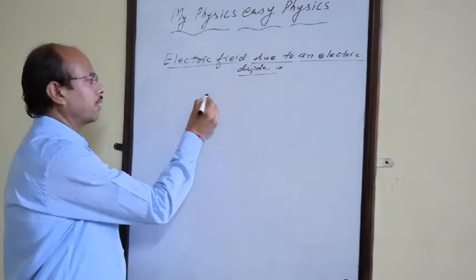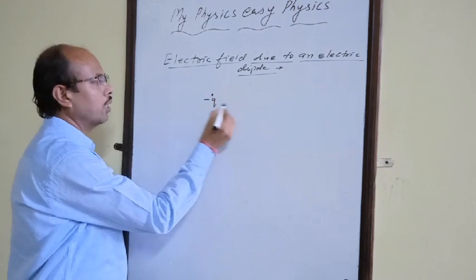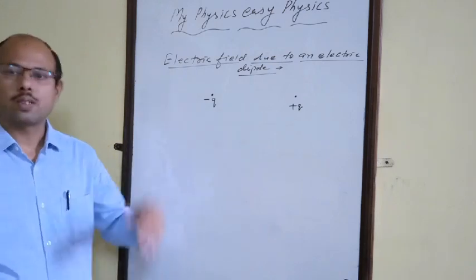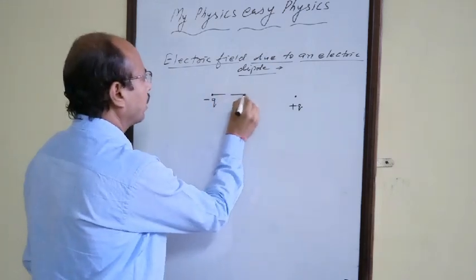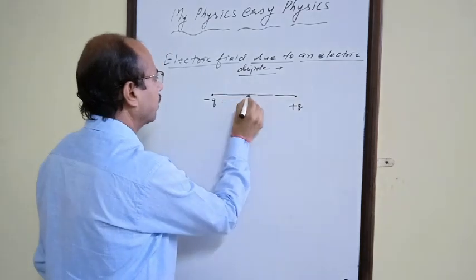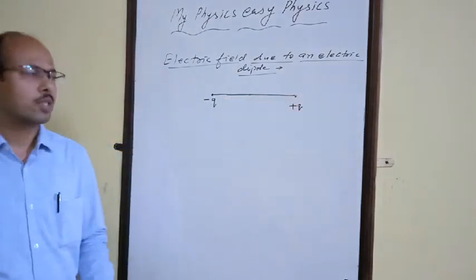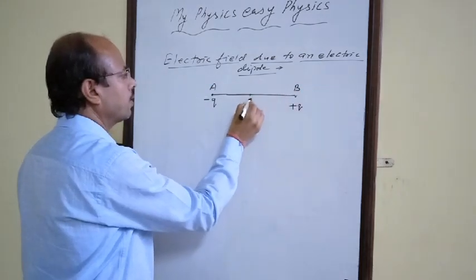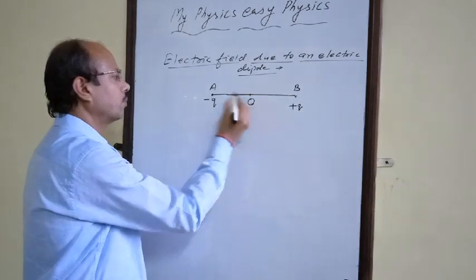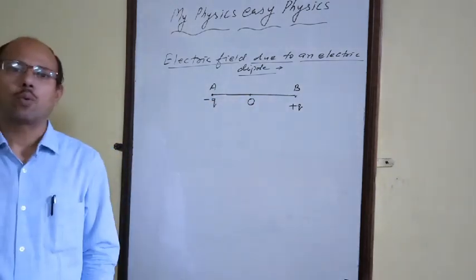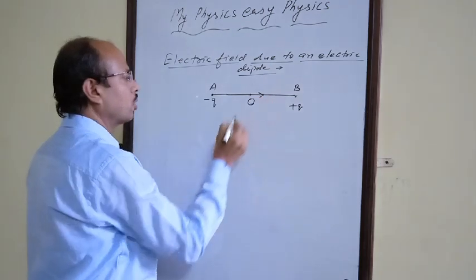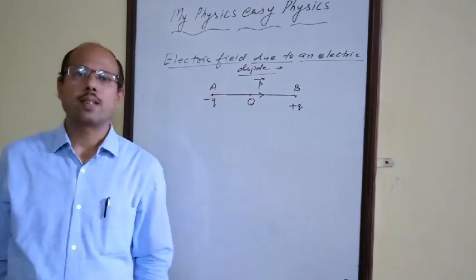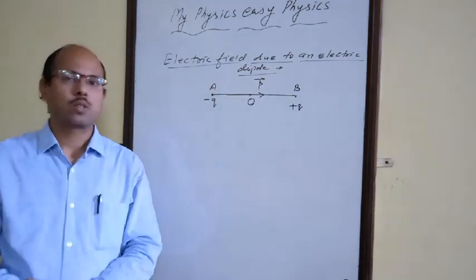Consider an electric dipole. Here it is minus q charge, here it is plus q charge, and both the charges are placed a small distance apart. This point is A, this point is B. Here is the center of the electric dipole. And we know that the direction of electric dipole moment is from minus charge to plus charge.